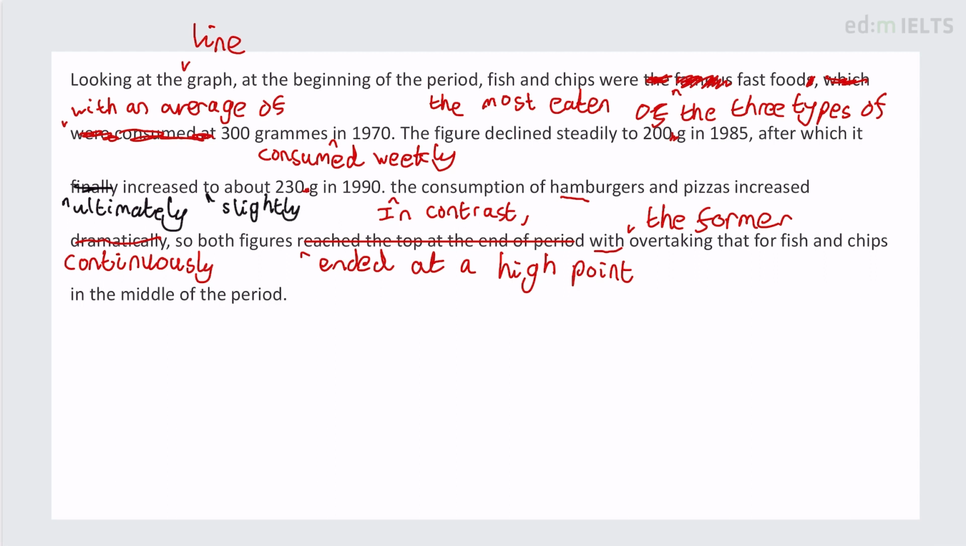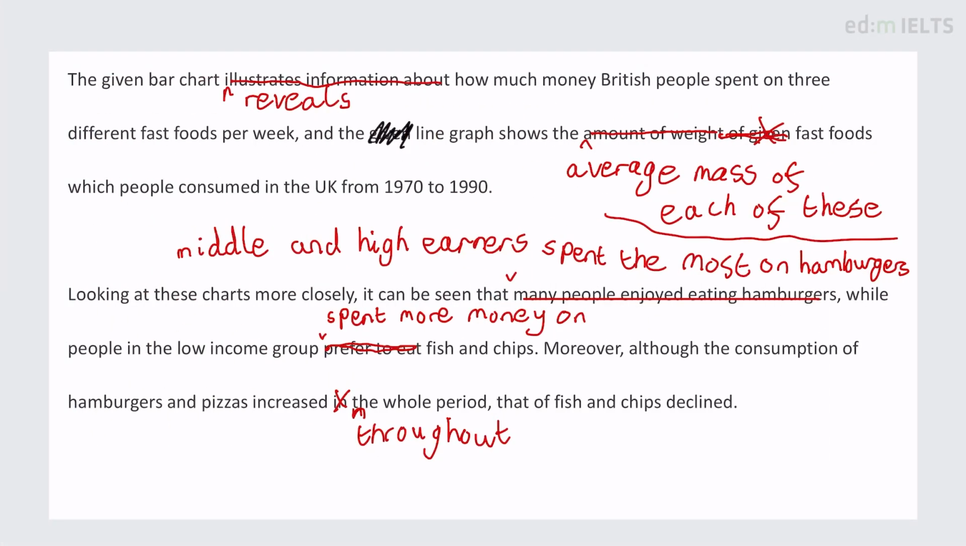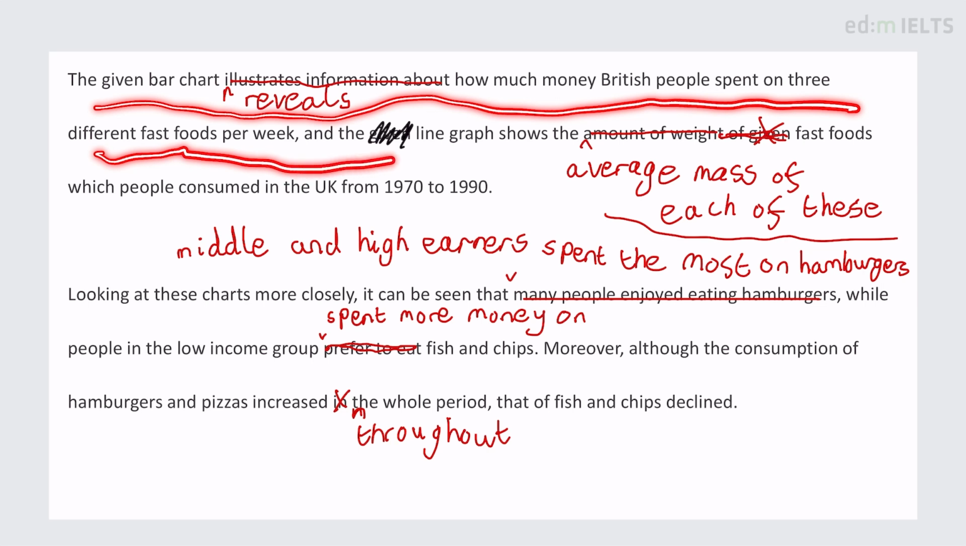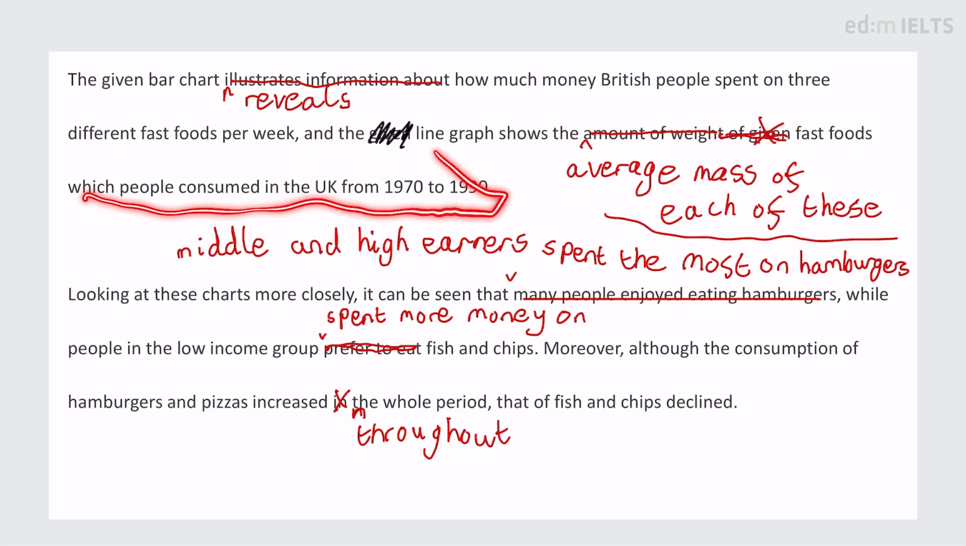Now, I've changed relatively a lot here, so I thank you for your patience, but I'm going to quickly read over it, check everything's okay now. The given bar chart reveals how much money British people spent on 3 different fast foods per week, and the line graph shows the average mass of each of these. Yeah. Maybe I would say while, it's neater. The only reason I haven't changed that is while is used here. So even though the grammar's a little bit better using while, I don't want to seem repetitive or anything like that. So let's continue. And the line graph shows the average mass of each of these 3 fast foods which people consumed in the UK over that period.